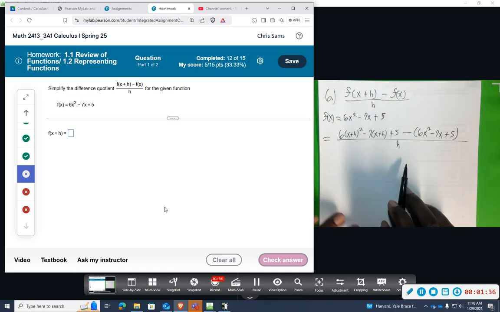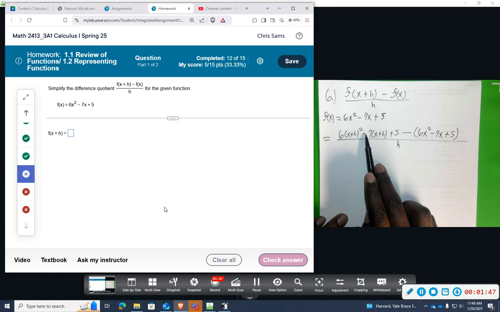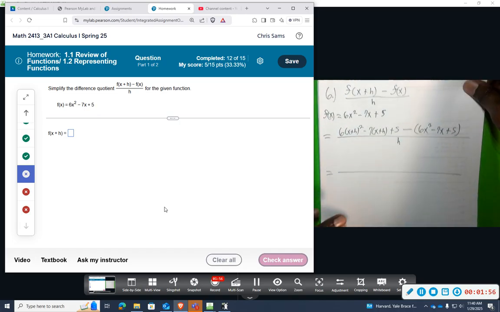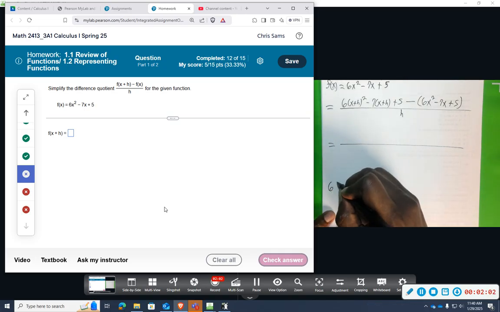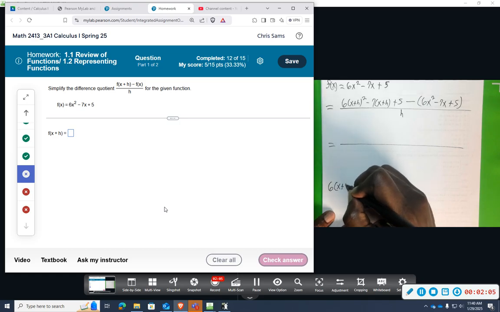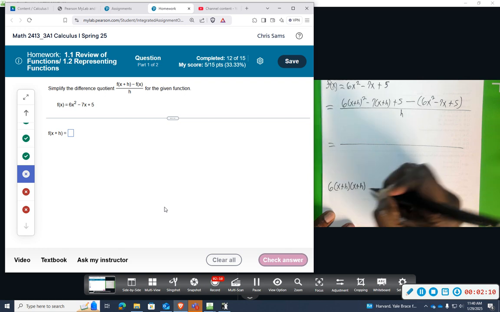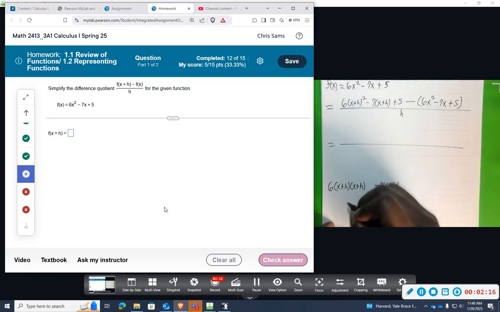Okay, so now I'm going to simplify this part. x plus h is a binomial. You're squaring it, you have to do FOIL. And we're going to distribute that 6. And then I'm also going to distribute a negative 7 throughout here. And then I will simplify all of that for the next step. So off to the side, I'm going to do 6 times x plus h times x plus h, and then we have the minus 7 times x plus h. So I'm just working on simplifying this part.